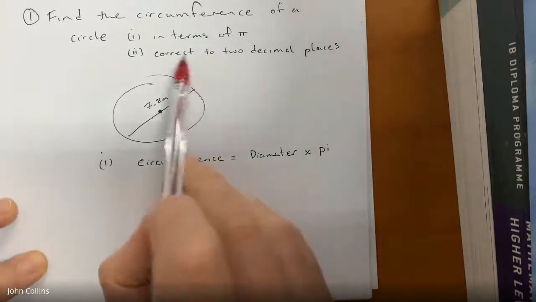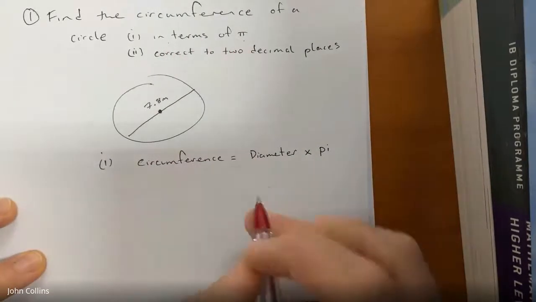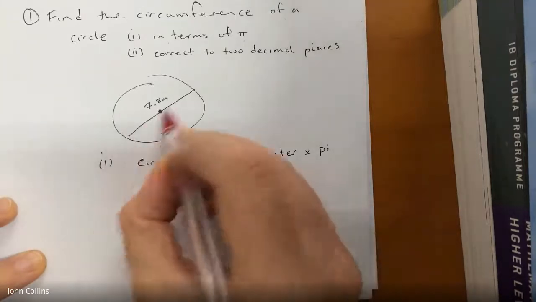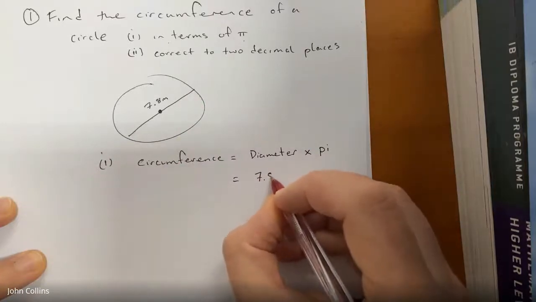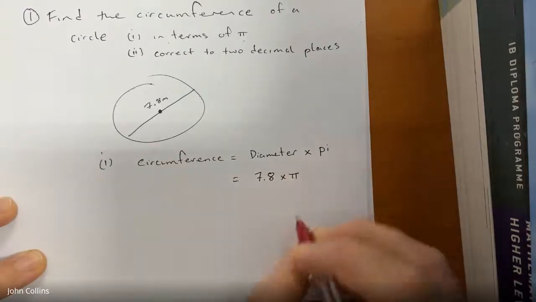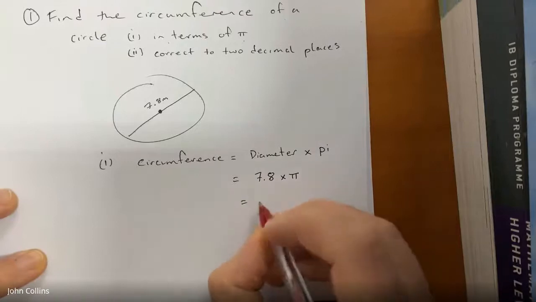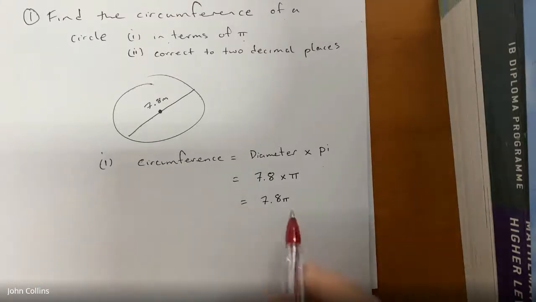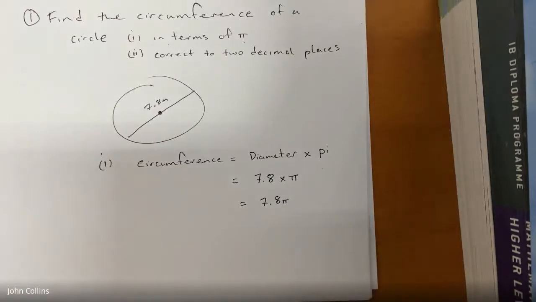This first one wants me to give the answer in terms of the symbol pi. So that's quite simple. The circumference will be the diameter, which is 7.8, times pi. And we know from algebra, timesing by the symbol pi is like timesing by an x. You don't need the times symbol, you can just shove it together and you get 7.8 pi. And that is the answer. So that's how we write an answer in terms of pi. In other words, that symbol is in your answer. So it's just the diameter and then pi after it.